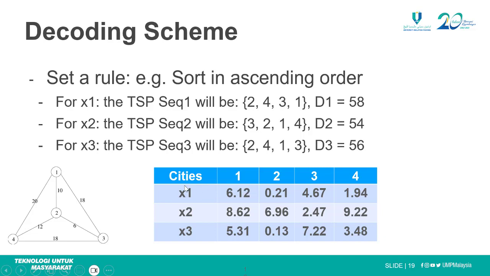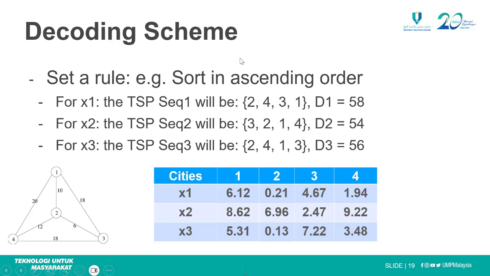So from the continuous representation here, if we use this rule, we can already decode the continuous representation into a TSP sequence in order to visit the cities: 2, 4, 3, 1. Again, this comes from sorting these values in ascending order. For x2, the smallest value is 3. So city number 3 will be visited first, then city number 2, then city number 1, and finally city number 4. So this is one of the options that we can use.